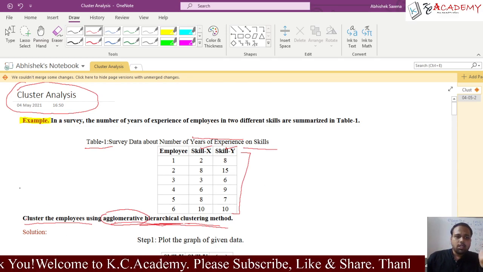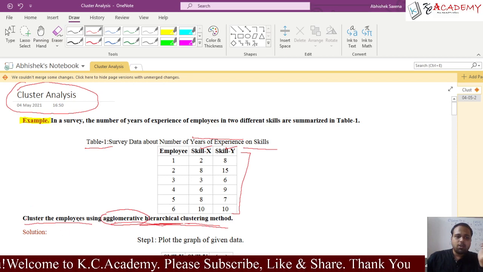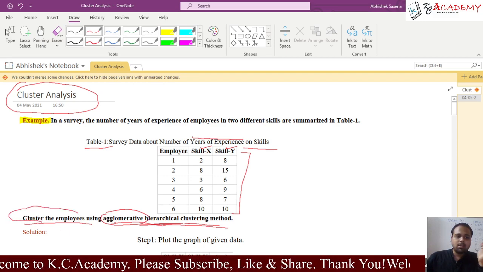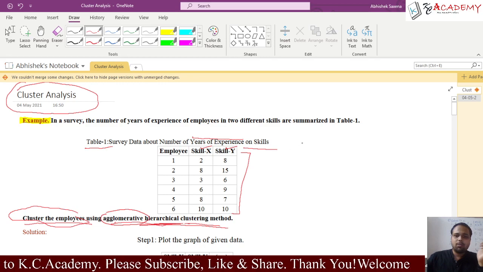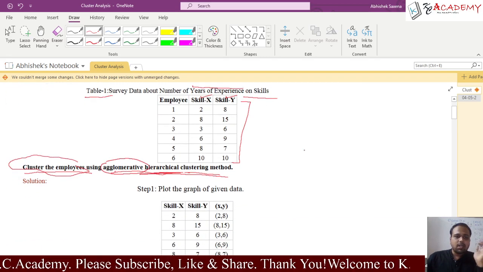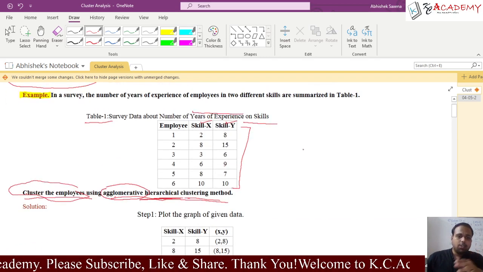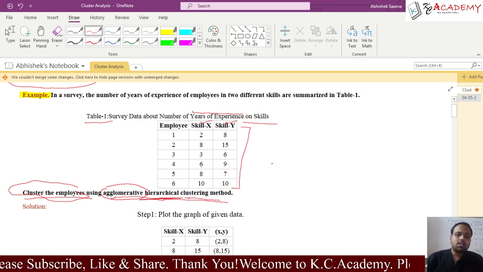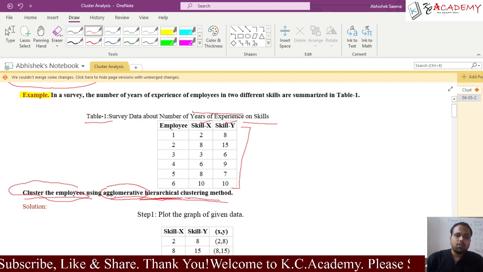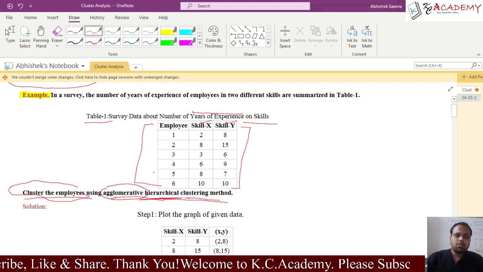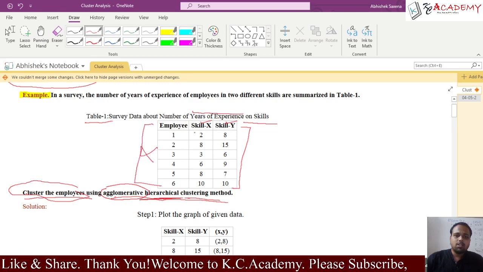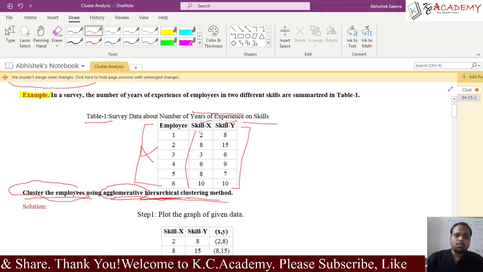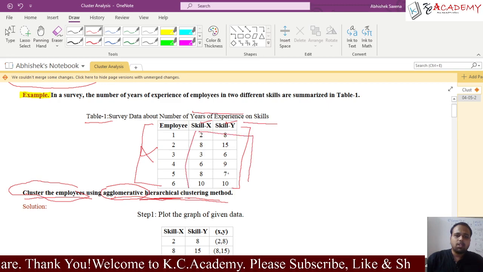So what we have to do is cluster the employees. How will we start this question? First, we have to plot the graph of the given data. Remember, we don't use the first column. We will not use this column. We'll use these two columns for plotting the data.